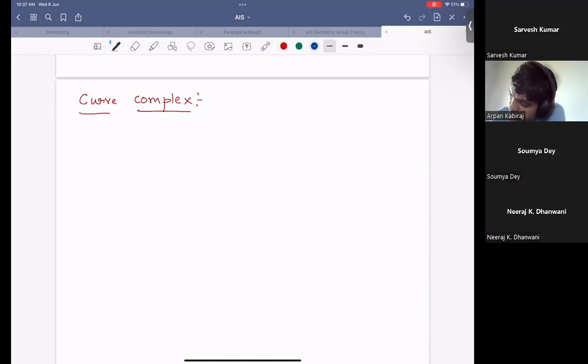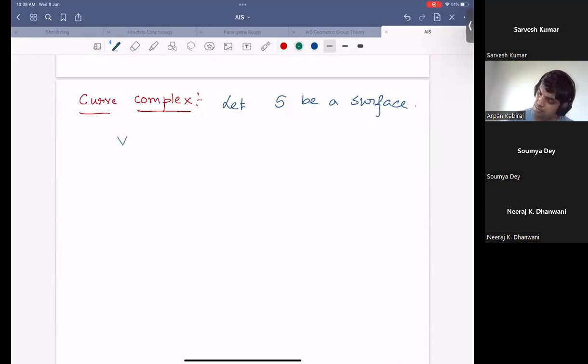So consider a simplicial complex. Let me start with the fact that if you have a surface, let S be a surface. So you start with any surface, any simple closed surface, which may have boundary, may not have boundary, or whatever kind of surface you want. Okay. And then you choose the following. What are the vertices of this simplicial complex?